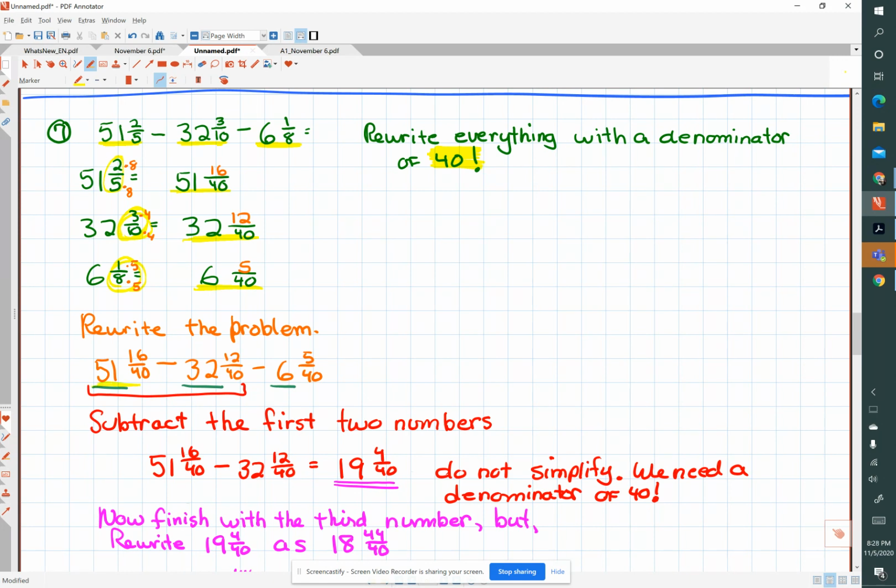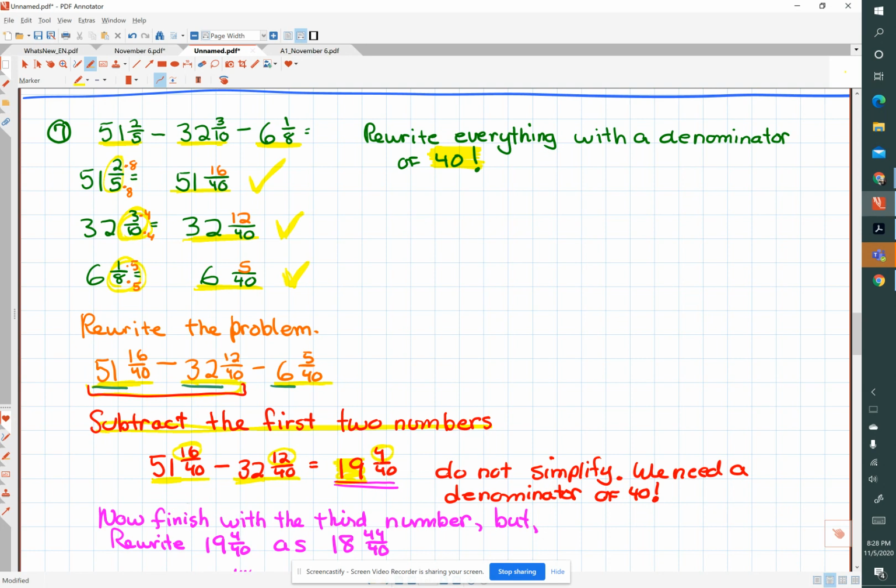So here I've rewritten those three numbers, 51 16/40. That was our first number. 32 12/40. That's our second number. 6 5/40. That's our third number. But I can only subtract two at a time. So I'm going to subtract the first two numbers, 51 16/40 minus 32 12/40. 51 minus 32 is 19, and 16 minus 12 is 4.